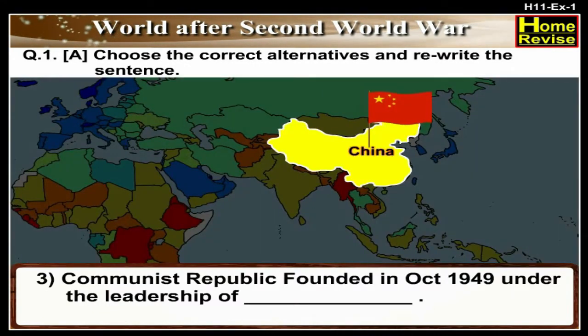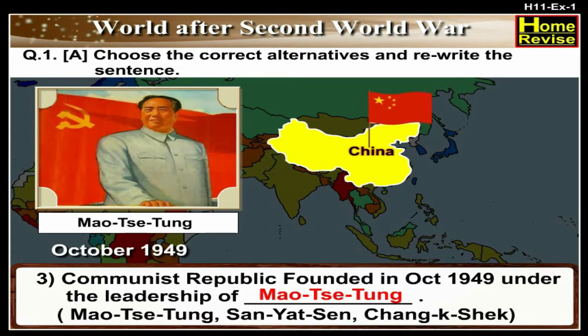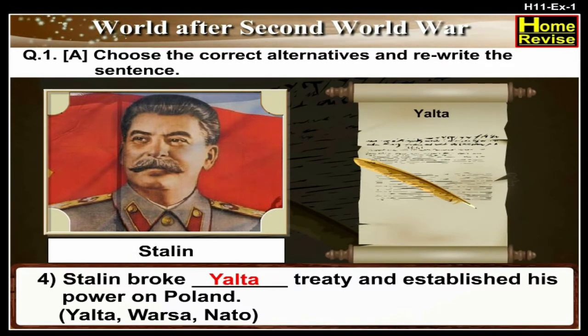Number 3. Communist Republic founded in October 1949 under the leadership of Dash. Options are Mao Zedong, Sun Yat-sen, Chiang Kai-shek. The correct option is Mao Zedong. Communist Republic founded in October 1949 under the leadership of Mao Zedong. Number 4. Stalin broke Dash Treaty and established his power on Poland. Options are Yalta, Warsaw, NATO. The correct option is Yalta. So Stalin broke Yalta Treaty and established his power on Poland.